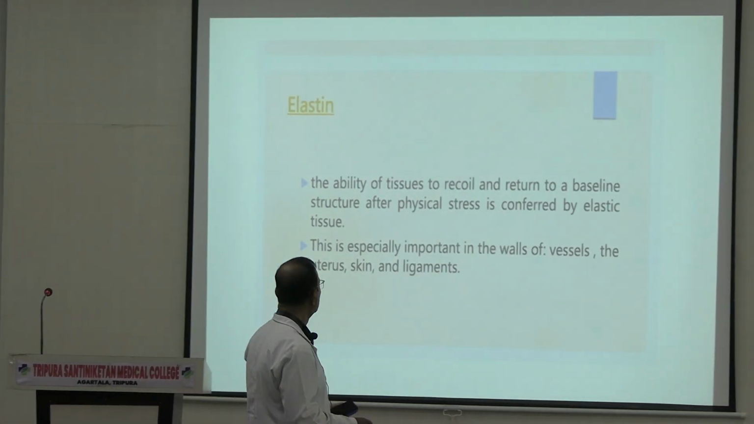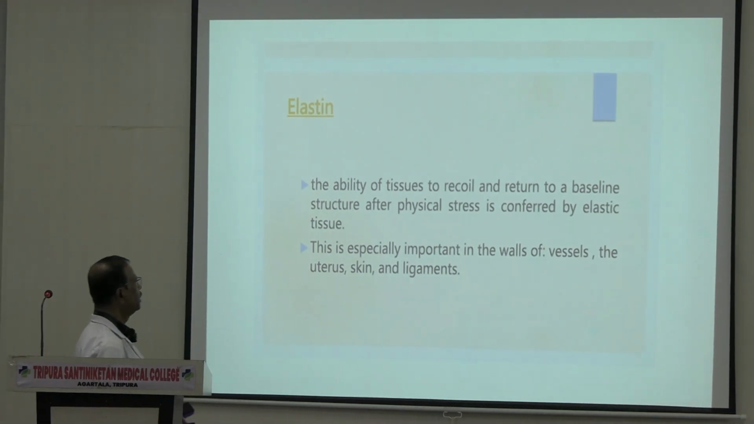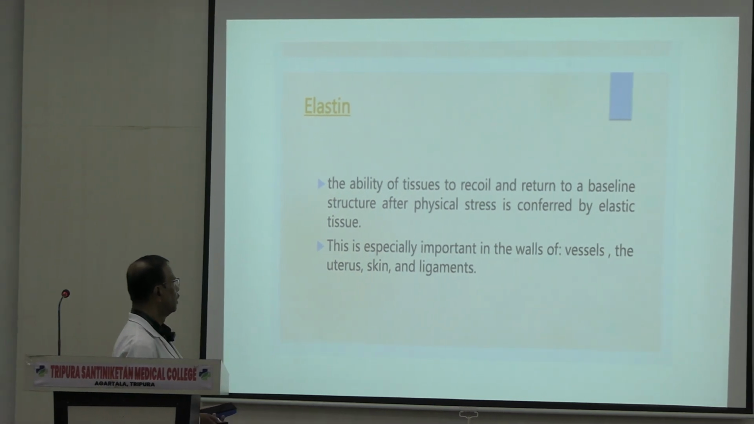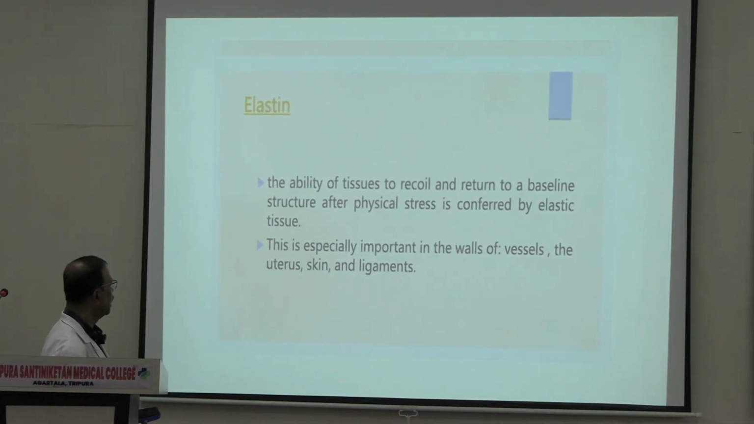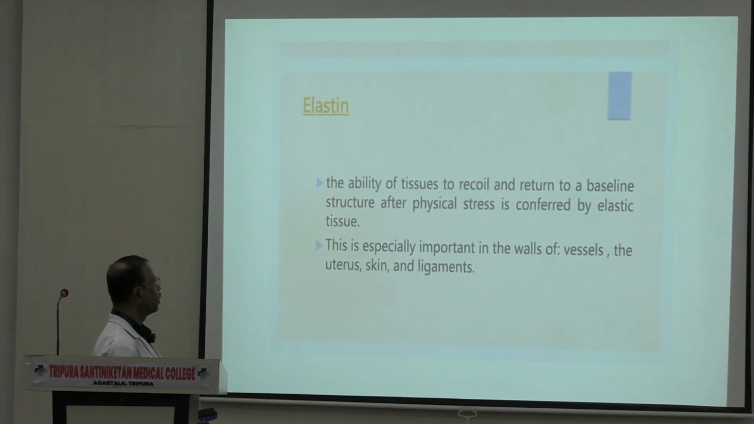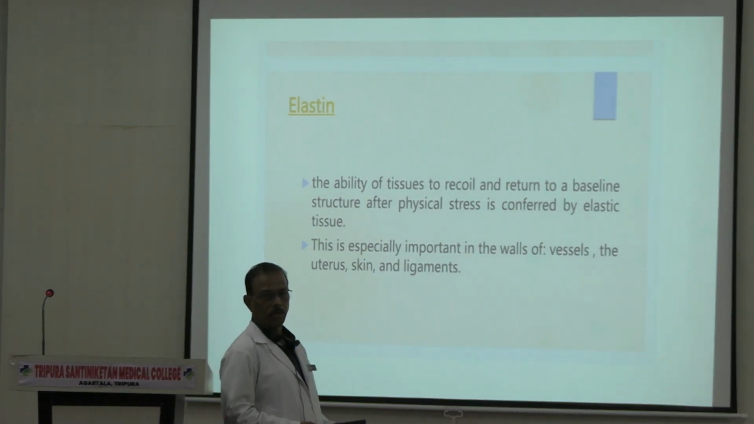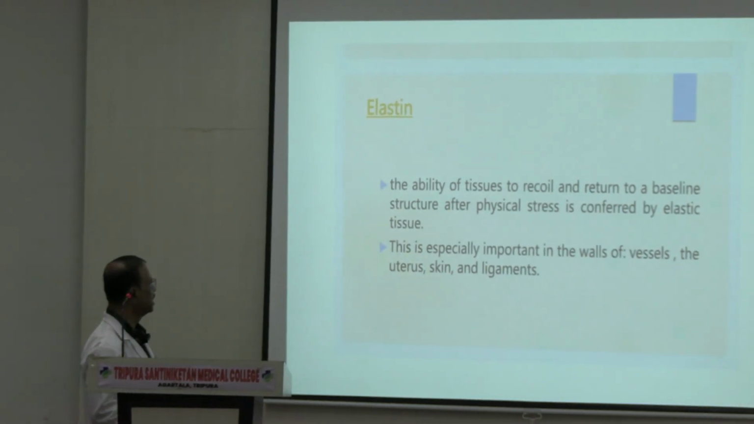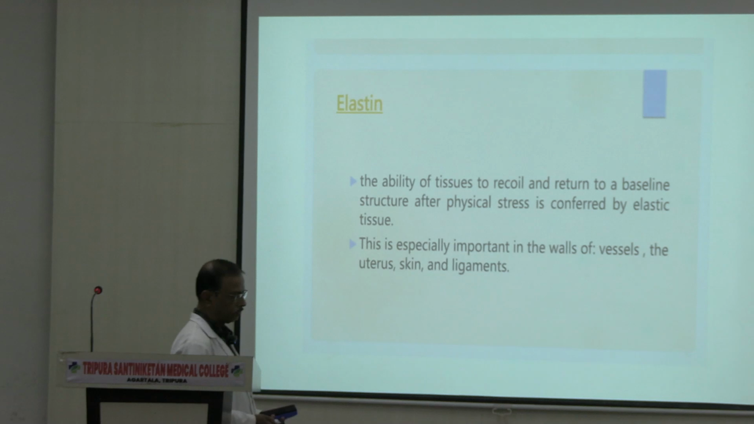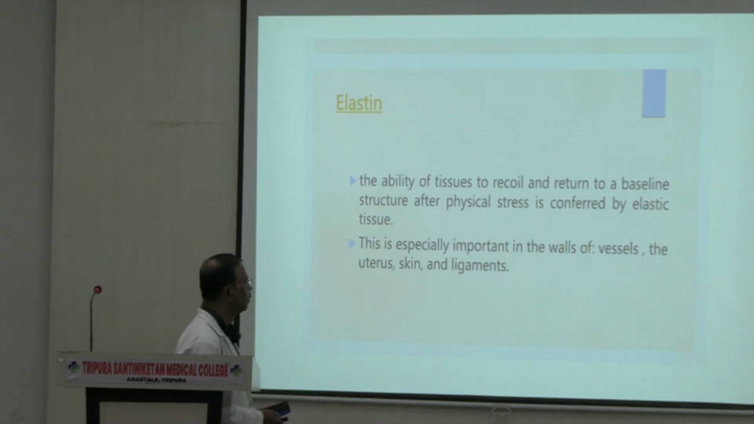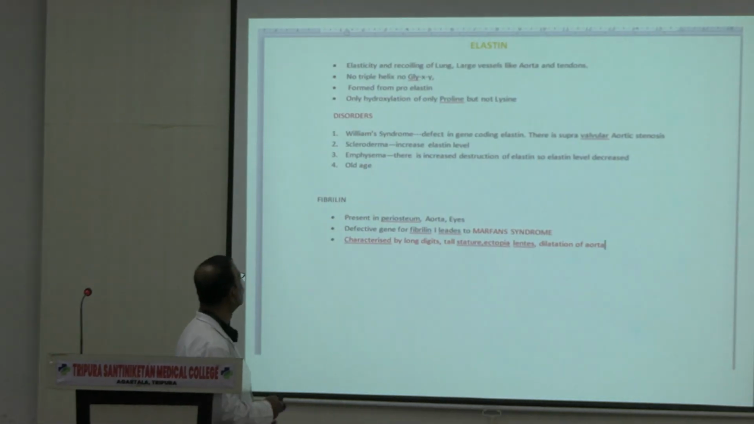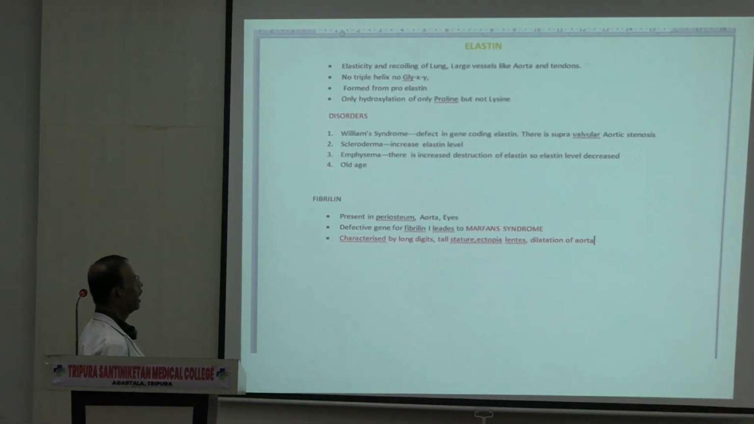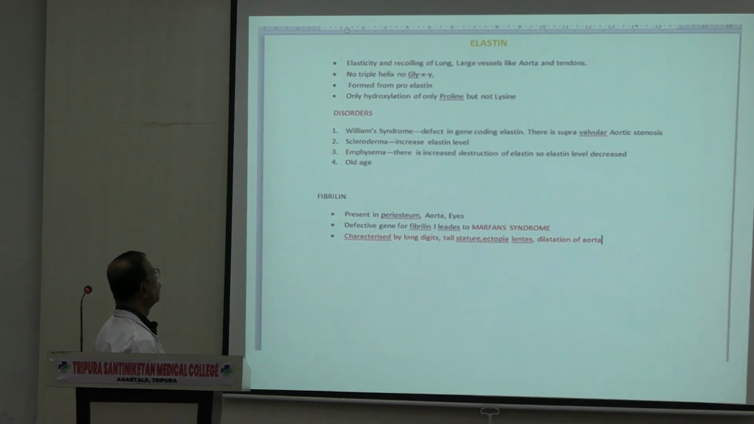Next component is elastin. The ability of the tissue to recoil and return to the baseline structure after physical stress is conferred by the elastic tissue, especially important in the walls of vessels like the aorta, and in the uterus, skin, and ligaments. It gives elasticity and recoiling to the lung, large vessels like the aorta, and tendon.